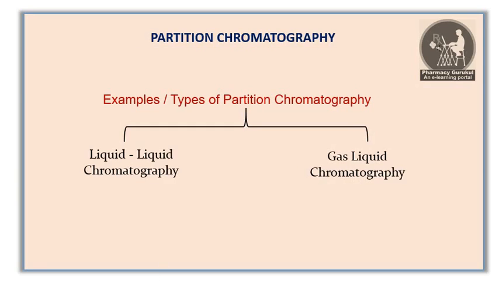Next one is partition chromatography. Partition chromatography is based on the partitioning of components of a mixture between stationary and mobile phases. It has various types such as paper chromatography, gas liquid chromatography and liquid chromatography.